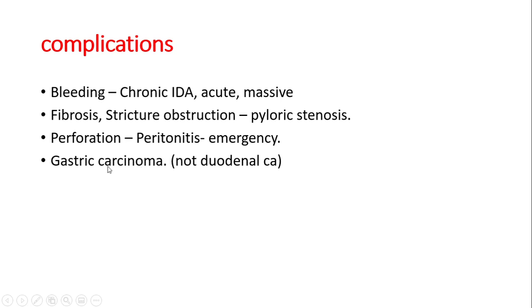And gastric carcinoma: gastric peptic ulcer is more liable for gastric carcinoma than duodenal ulcer. For duodenal ulcer, which is more common, there is no risk of carcinoma or a negligible risk. Carcinoma is more with gastric peptic ulceration because it is most commonly on a background of chronic H. pylori associated gastritis with intestinal metaplasia.